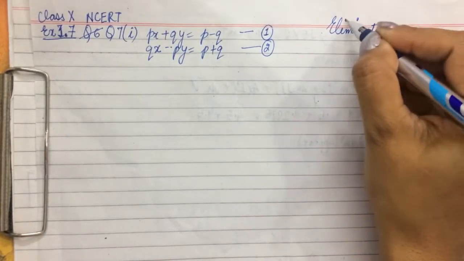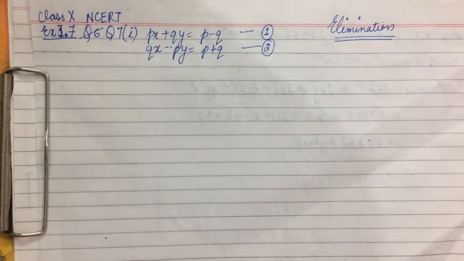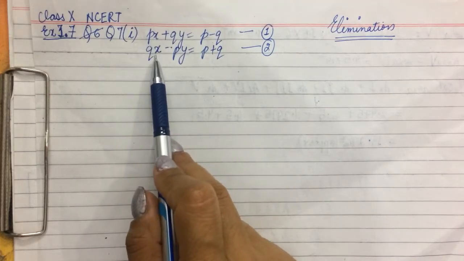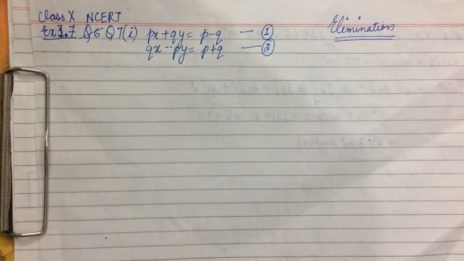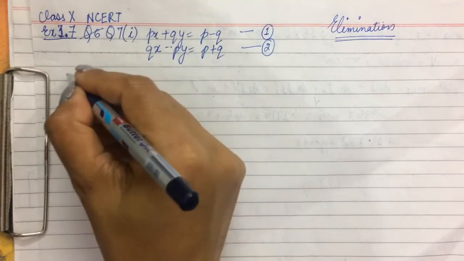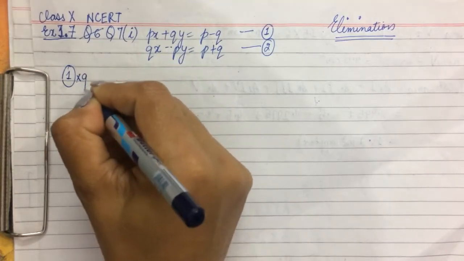Now if you remember, the elimination method means the coefficients of the term to be eliminated should be the same. So right now if I want to eliminate the term with x, I can't do that, and if I want to eliminate the term with y, I cannot do that either. So I'll have to multiply the equations so that their coefficients become the same, and then I will apply elimination. I'm going to eliminate the term with x. What I'll do is multiply the first equation with q.